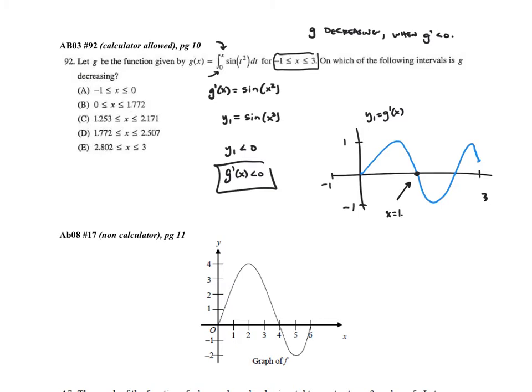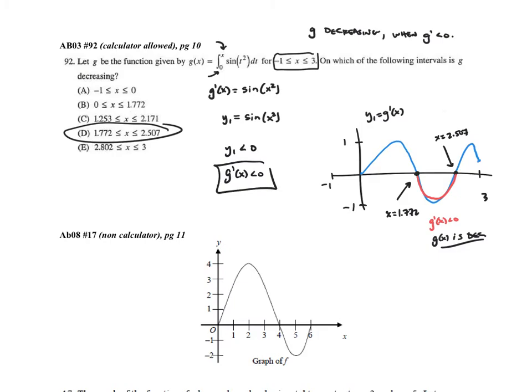x equals 1.772. And this point here came out to be x equals 2.507. So the interval in between, right, is where g prime of x is less than 0. That tells me that g of x is decreasing. Thus, I can say with confidence that on that interval given in part D, g prime is less than 0, thus g is decreasing.